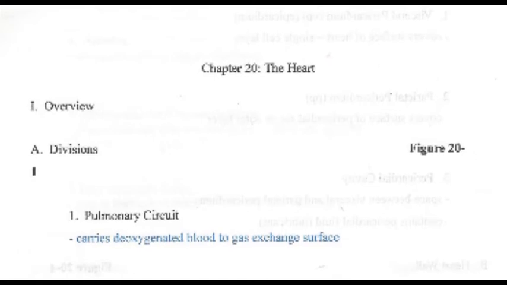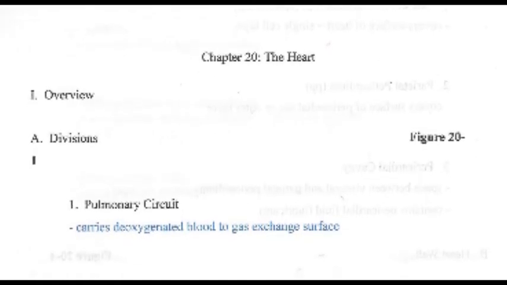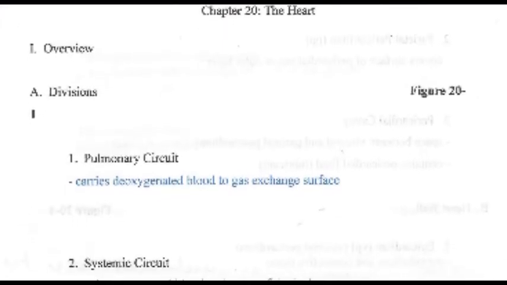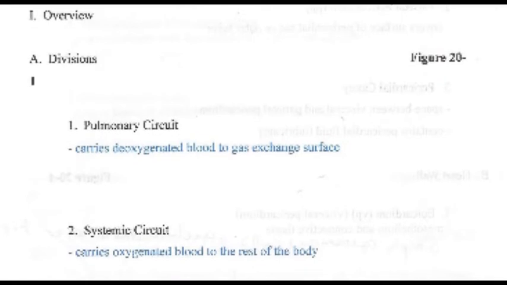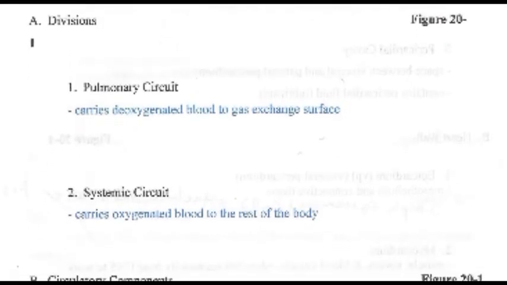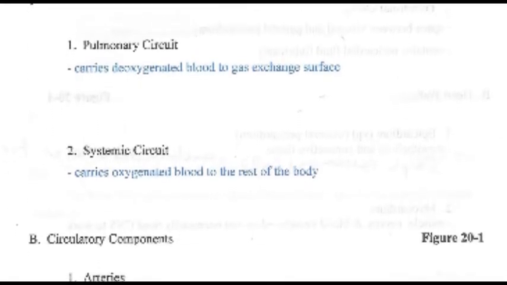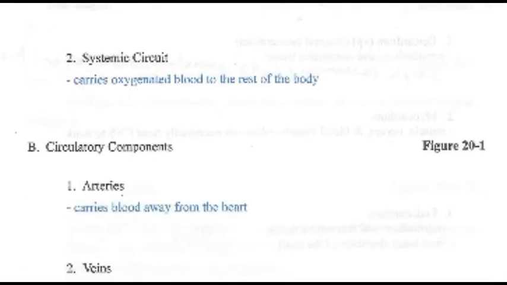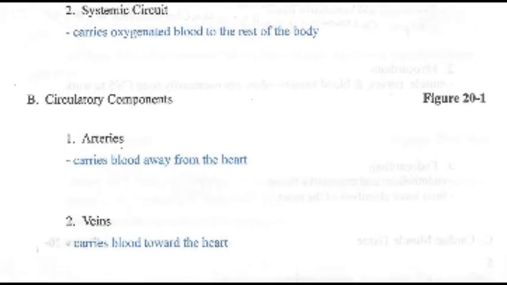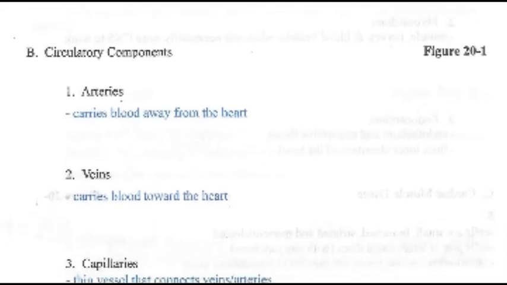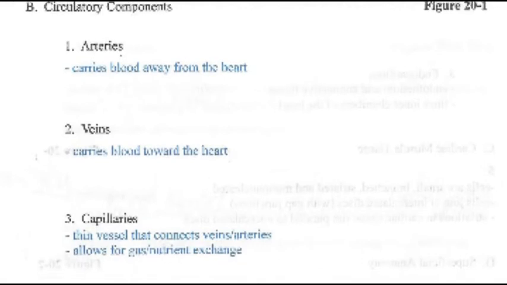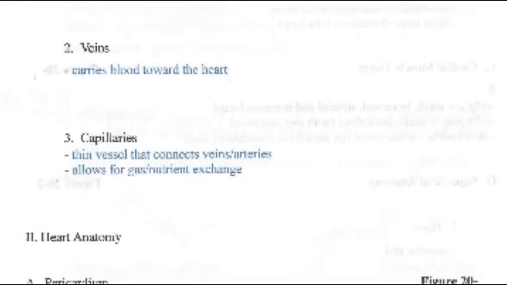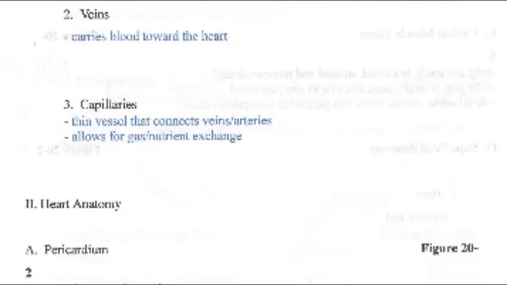Chapter 20, the heart. The pulmonary circuit carries deoxygenated blood to the gas exchange surface. The systemic circuit carries oxygenated blood to the rest of the body. Circulatory components. Arteries carry blood away from the heart. Veins carry blood toward the heart. Capillaries are thin vessels that connect veins and arteries. They also allow for gas and nutrient exchange.